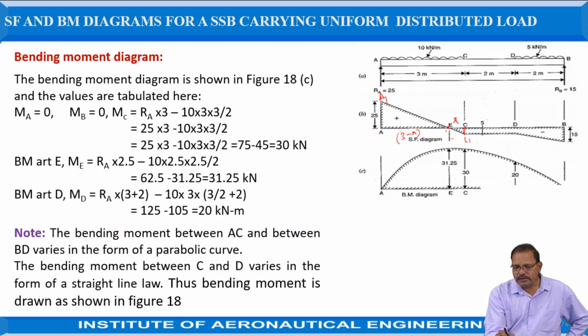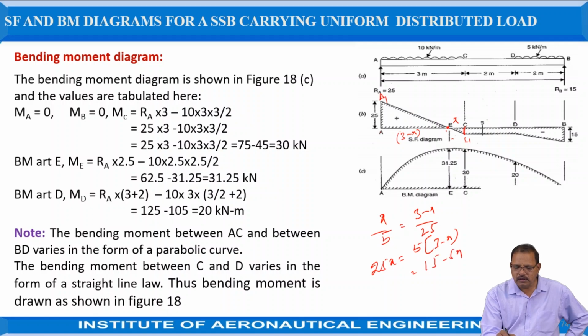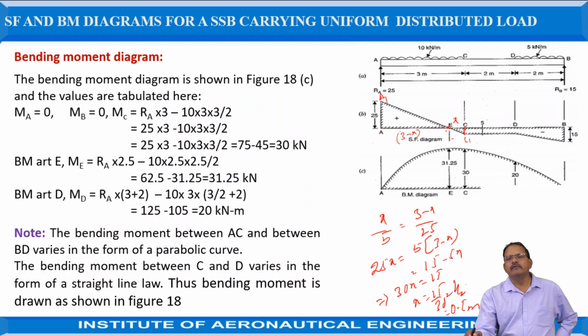That is, x divided by 5 is equal to 3 minus x divided by 25. From these relations, 25x is equal to 5 into 3 minus x, or 15 minus 5x. From these relations we get 30x is equal to 15, or x is equal to 15 by 30, which is equal to 1 by 2, or 0.5 meters. That is, from point C, the maximum bending moment will occur at a distance of 0.5 meters.